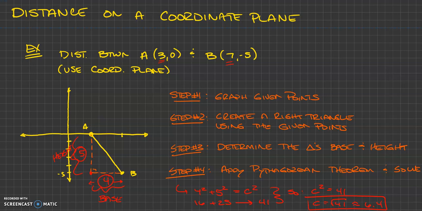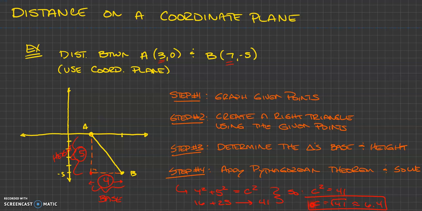What's our next step? Now that we have a triangle, we have a right triangle with a base of 4 and a height of 5. I simply want to apply Pythagorean theorem and solve. So I'm going to take the two legs, I'm going to square them, add them together. We did that in a previous video. That's going to be 16 plus 25, and that equals 41. So 41 equals c squared. I've written the variable first here, so c squared equals 41.